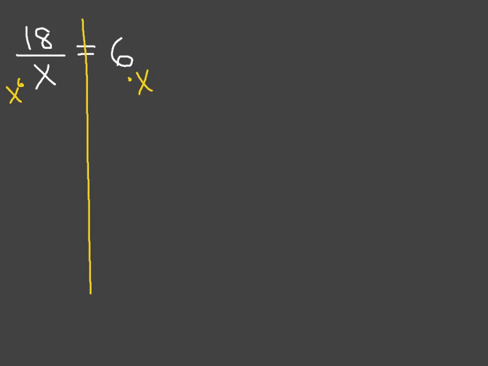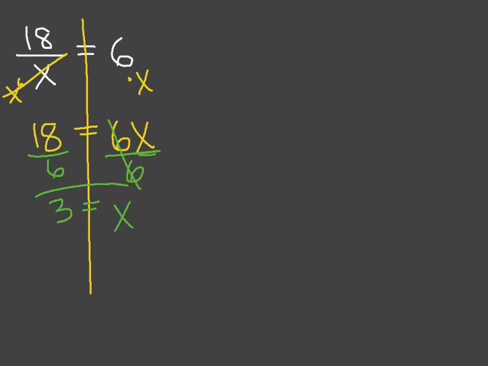Because these are inverse operations, my x's will cross out from the left-hand side, and all that's left is 18, and the other side, 6 times x, is going to be 6x. Now, all I did here was move the x to the other side, really. But now that this fraction is gone, I can solve this equation. So 6 times x, I'll have to divide by 6 so that my x can be all by itself. And I find that x equals 3.